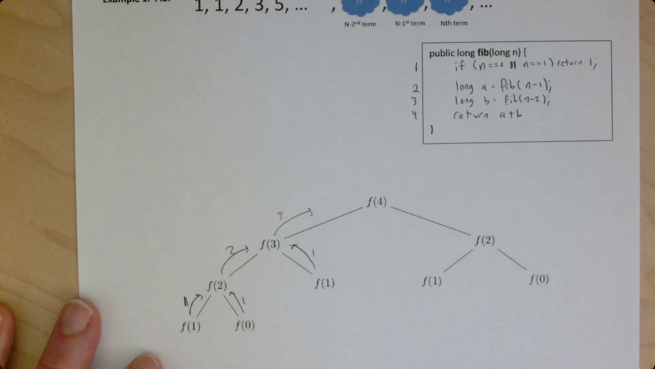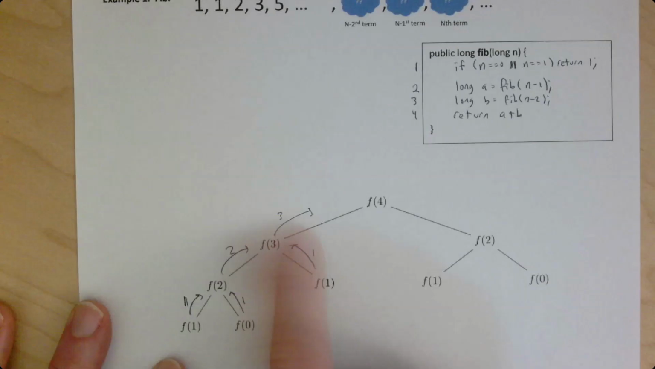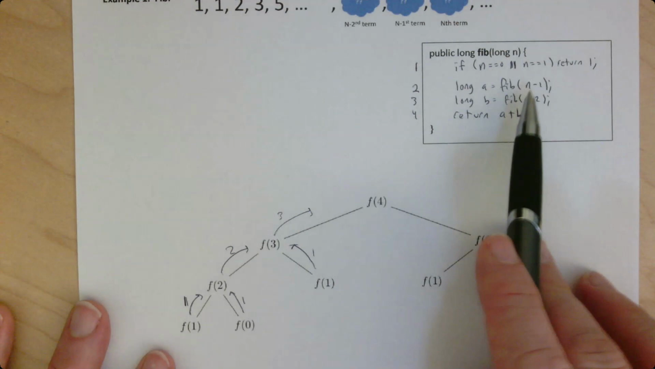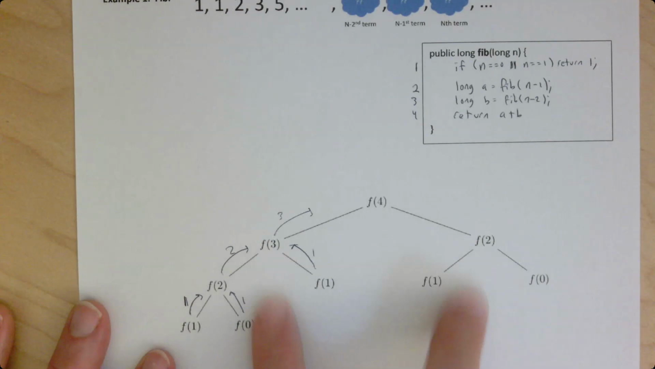If I'd run fib 4, the very first thing that would have happened is I would have run fib 3, which would have done all that, and then I would have run fib 2, which itself would have invoked a tree. So these tree structures are helpful in visualizing how the method runs itself over and over and over again as it's taking its original input and breaking it into smaller and smaller pieces.